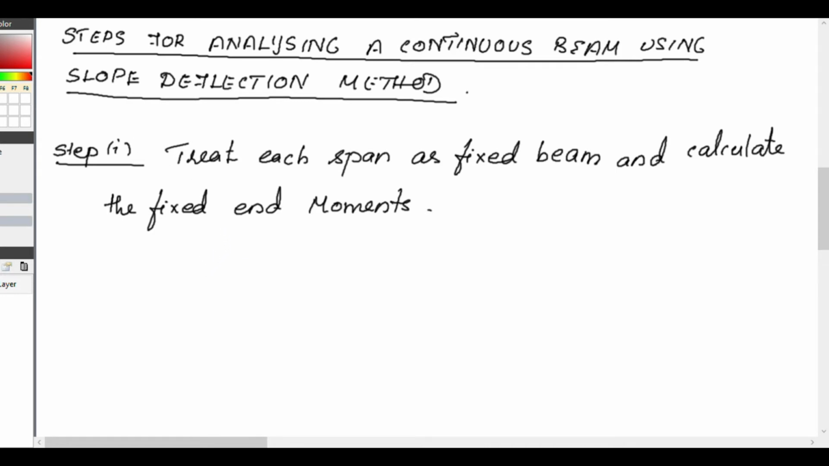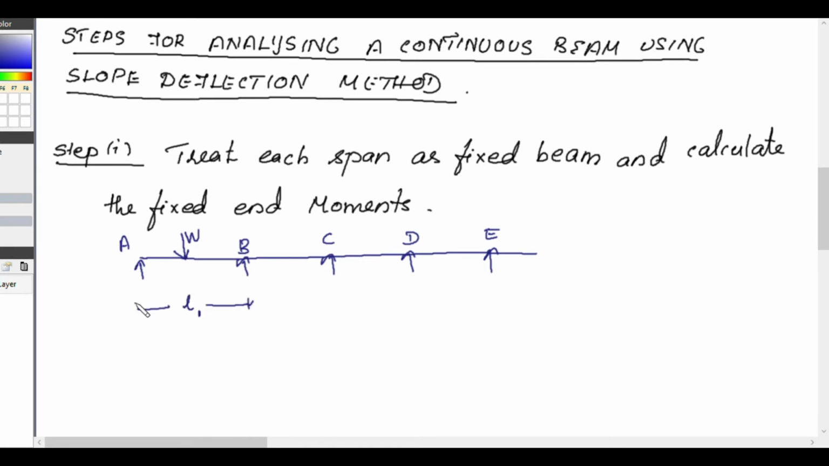So there will be many conditions, but the general condition is, suppose we are having a span like this. This may be a continuous span. So we can take this as A, B, C, D, E. So in AB, we may have a load W. This may be of span length L1, and this will be L1 by 2. That means in the middle. This W is in the middle of AB.